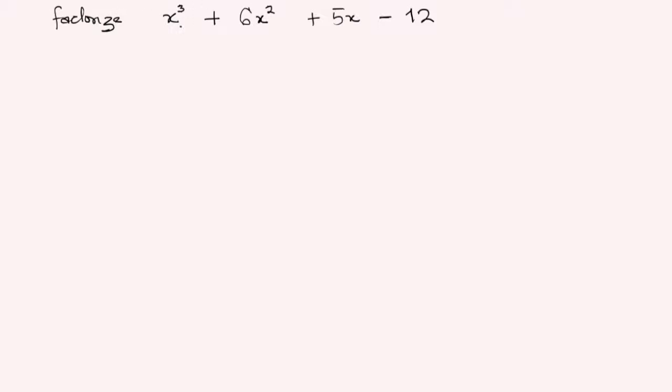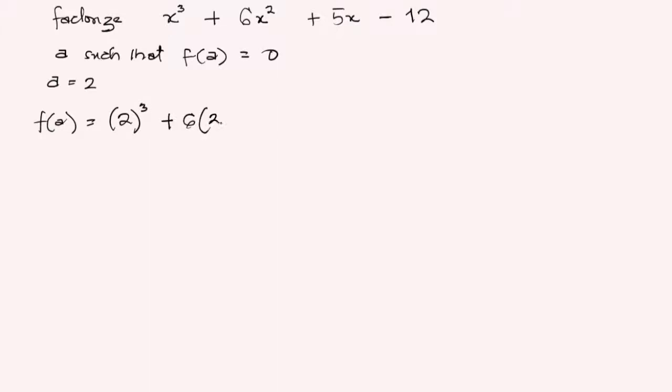So if we're asked to factorize x cubed plus 6x squared plus 5x minus 12, this is our f of x. So the first thing we do is actually guess a value of a such that if we evaluate f of a, this is going to be equal to 0. So if we assume first and foremost that a equals 2, let's express f of a. f of a is equal to 2 cubed plus 6 into 2 squared plus 5 into 2 minus 12.